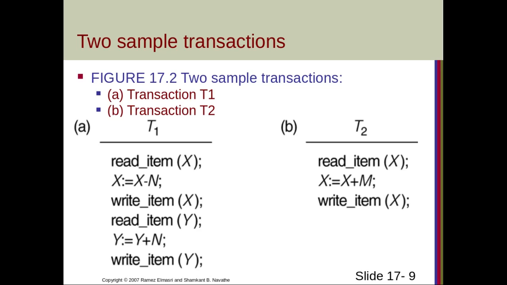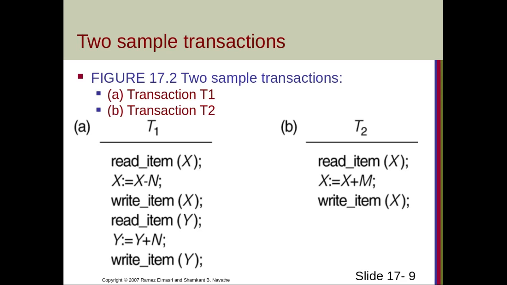Two sample transactions: this is an example of transaction 1 and transaction 2. Transaction 1, T1, reads item X. That means you have copied the content of the disk block that contains X to main memory. Then X := X - n, so X is decremented by n. Then write item X, writing this back to X. Then again read another item, Y, increment it by n, and write that back to Y. And T2 reads the item X.